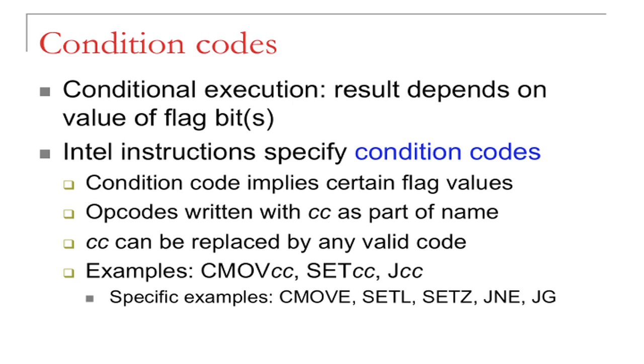Now, what are the condition codes? For example, E, which stands for equal, L stands for less than, and Z stands for zero, NE stands for not equal, and G stands for greater than. So these are the actual condition codes that will replace cc in those instructions.